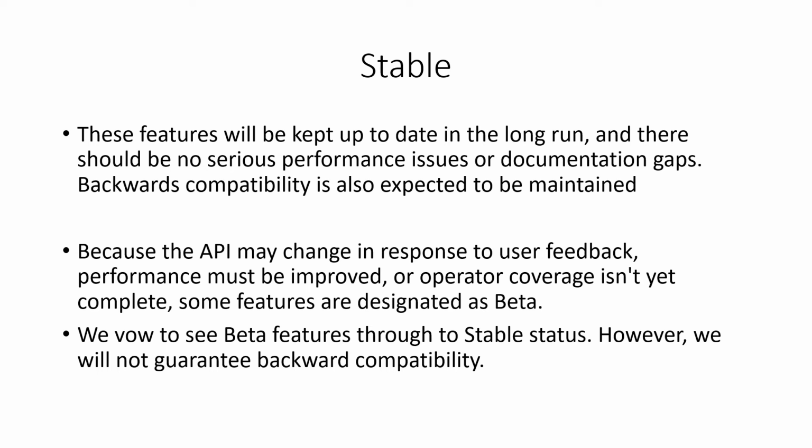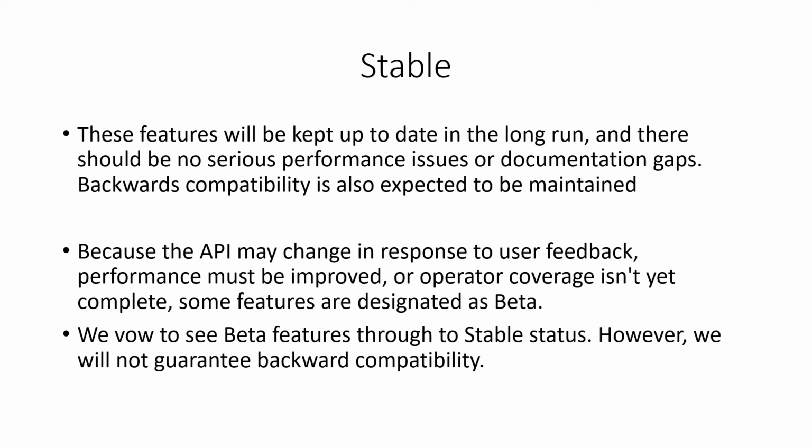Stable means PyTorch stable. In PyTorch stable, in the future it will keep up the data in the long run. There should be no platform issues, documented graphs, and the backup implementation is also expected to be maintained. It needs a slot-based primary key, also a secondary key, and the primary keys must be equal for both records. With the stable, it needs to use exactly the same algorithm as the smart method.